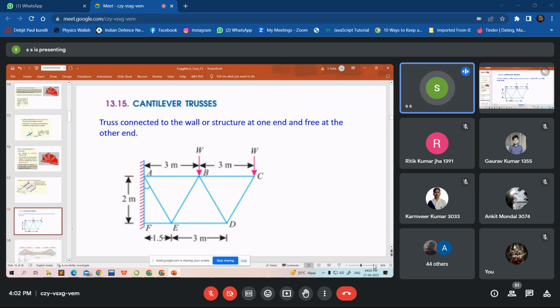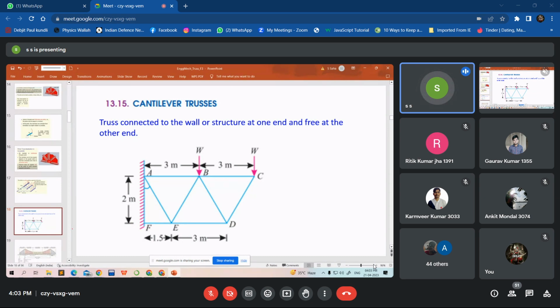And there is something called a cantilever truss. Cantilever is a very common terminology which is used in many places. Cantilever means one end is fixed to some structure and the other end is free. So you must have heard of a cantilever beam, cantilever veranda, etc. Basically one side of the structure is fixed and the other side is free.